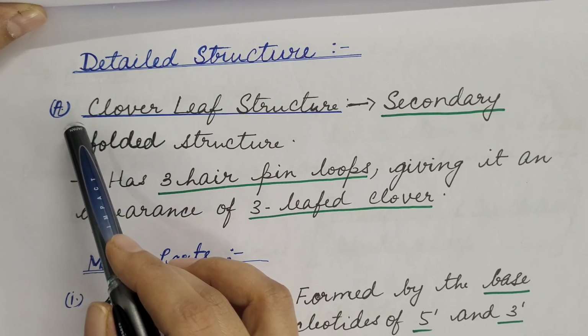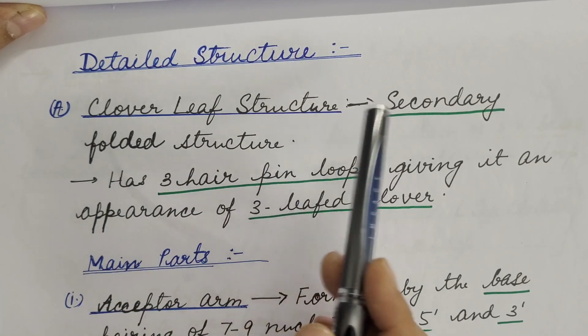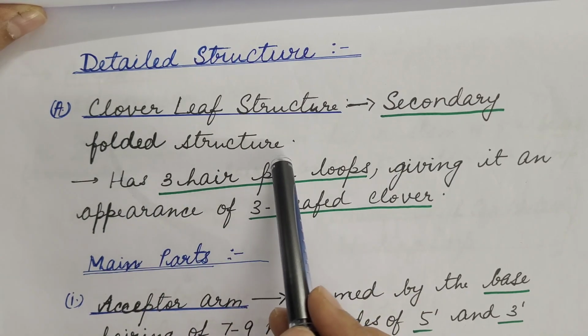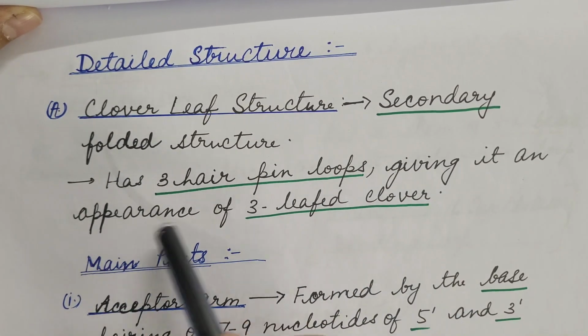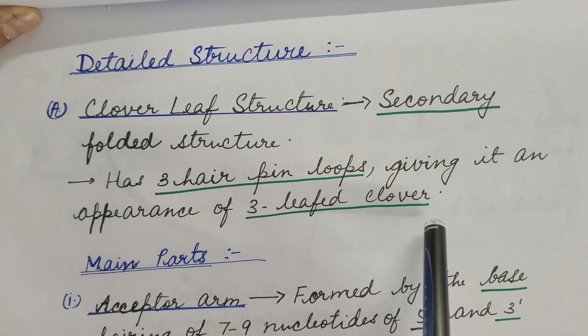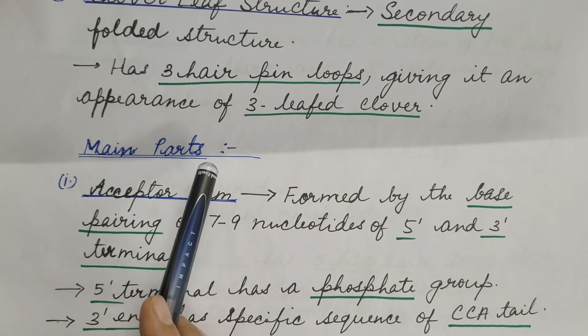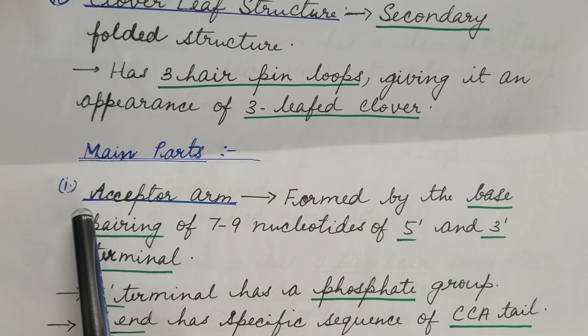Let us see the structure in detail. Clover leaf structure is a secondary folded structure. It has 3 hairpin loops, giving it the appearance of a 3-leaved clover. Now, the main parts of this clover leaf structure.